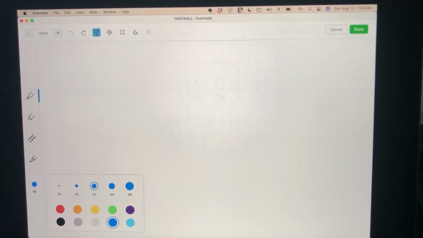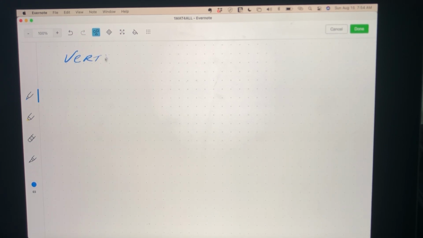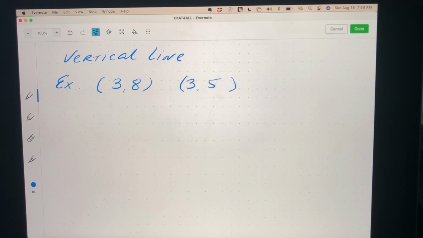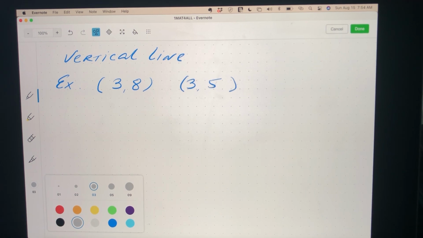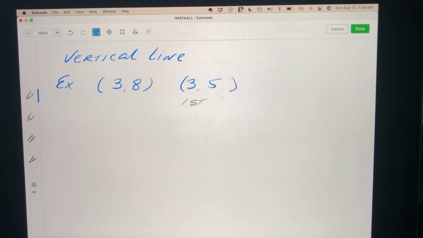Hello, in this video, let us make an equation of a vertical line. Here are 2 points. As an example, let us look at (3, 8) and (3, 5). Now, let's call one of them the first and one of them the second. Let's say this is the first and that's the second, which means this is the x from the first point, y from the first, x from the second, y from the second.